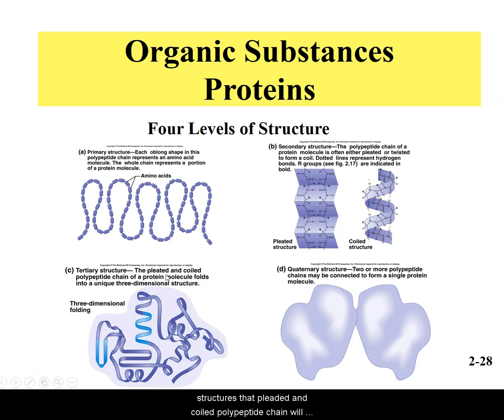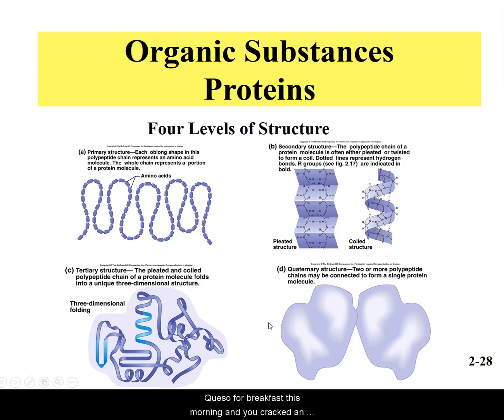Then tertiary structure, that pleated and coiled polypeptide chain will fold on itself to a unique three-dimensional shape. Quaternary structure, two or more polypeptide chains are connected to form a single protein. The shape of the protein, the unique three-dimensional shape, determines its function. So if this is denatured for some reason, what does denatured mean? And you need to remember that word.